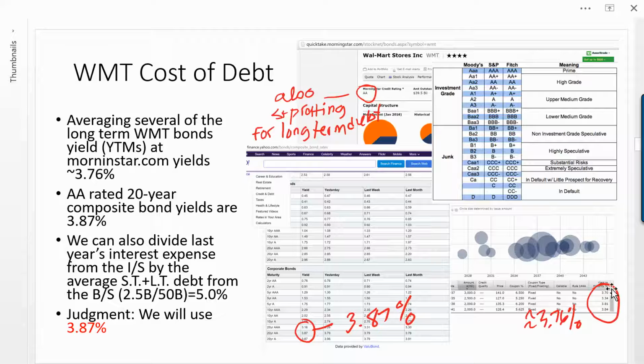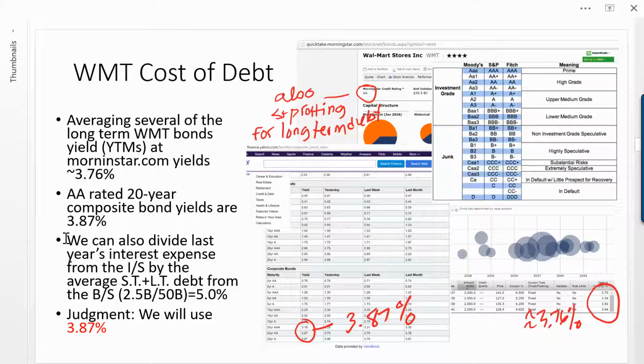Now I can also look on Morningstar, and they list a bunch of Walmart's long-term bonds. I took an average of a bunch of their long-term bonds, and it was about 3.76. So 3.76 and 3.87 are candidates for the cost of debt for Walmart. The advantage of using a composite is that it's not subject to the specific risks of these bonds, about which we don't really know a lot. Maybe one is illiquid or something like that. So you might want to just use 3.87.